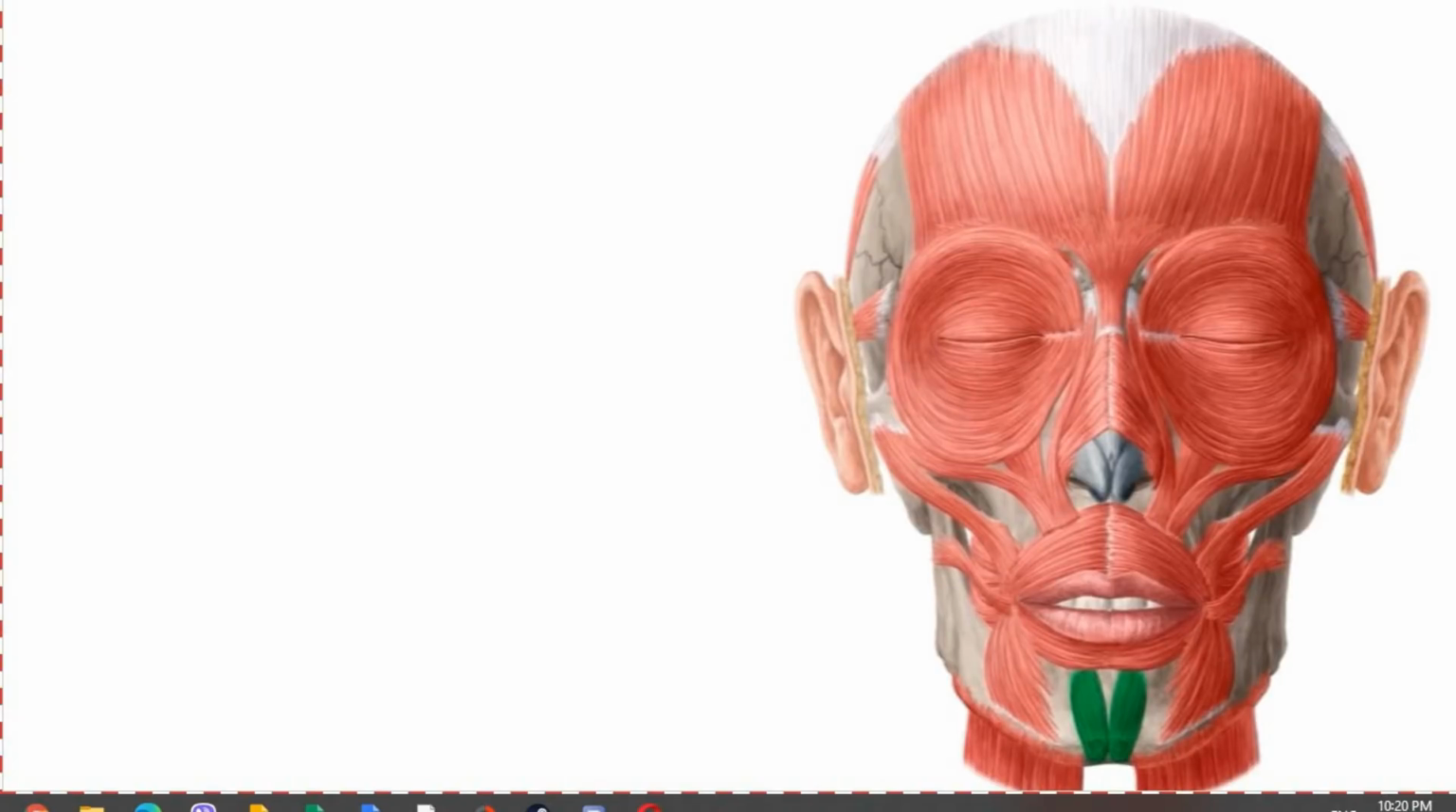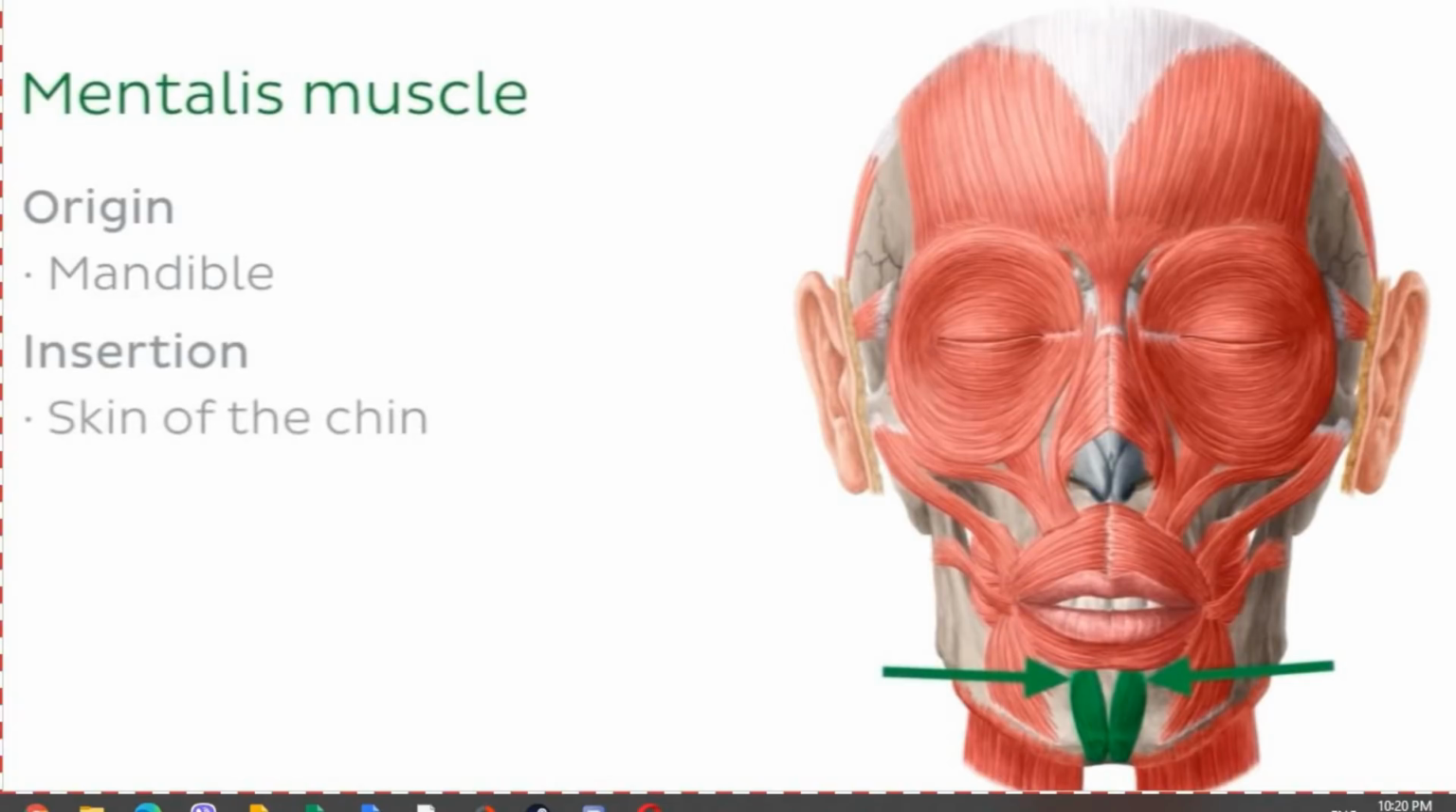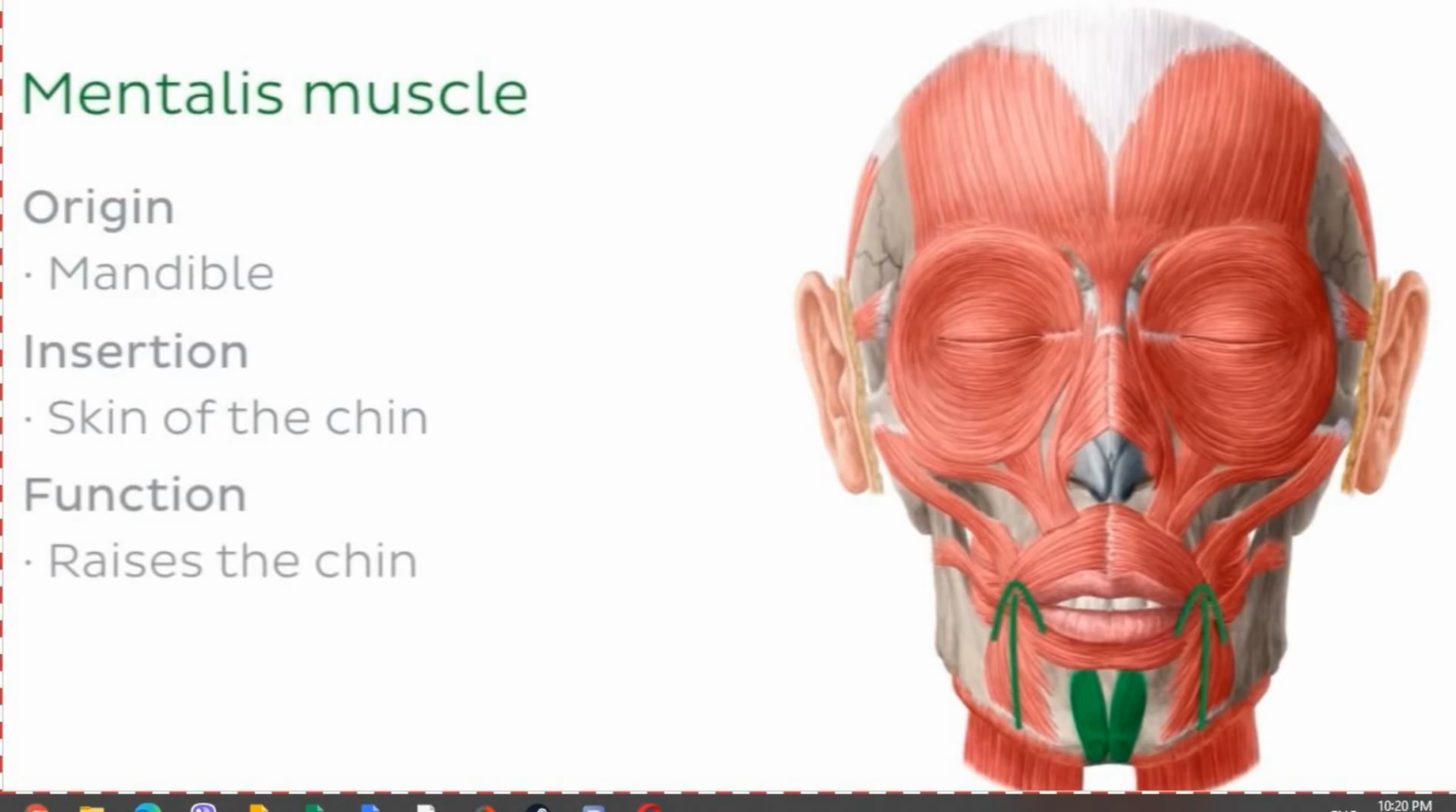The final muscle of facial expression that we will cover in this tutorial is the mentalis muscle. This muscle has its origin in the mandible near the midline and inserts into the skin of the chin. It also forms the furrow between the lower lip and the chin. Contraction of this muscle raises the chin, protruding the lower lip and narrowing the oral vestibule. It is also innervated by the facial nerve.